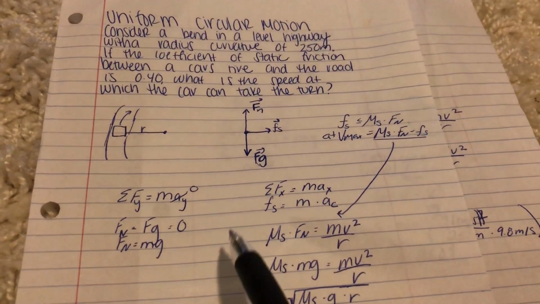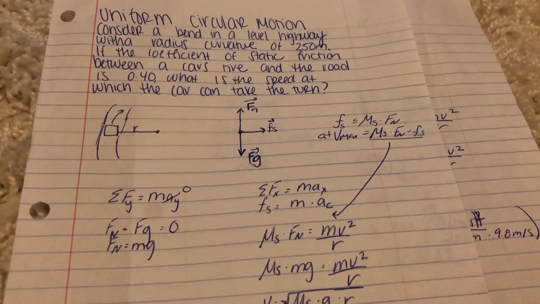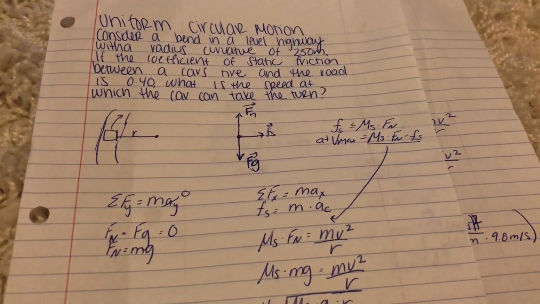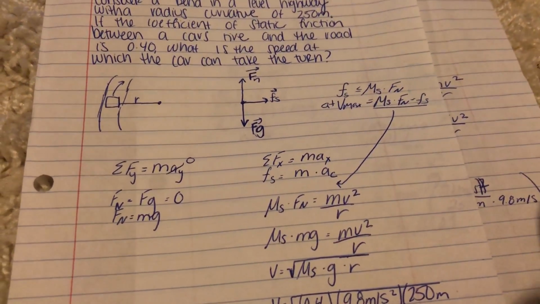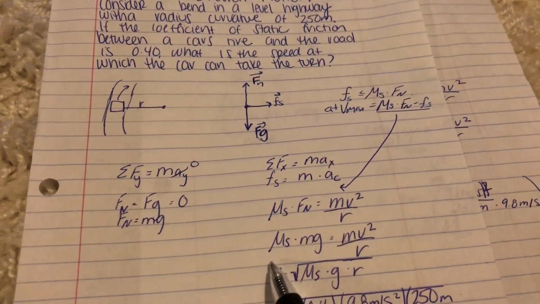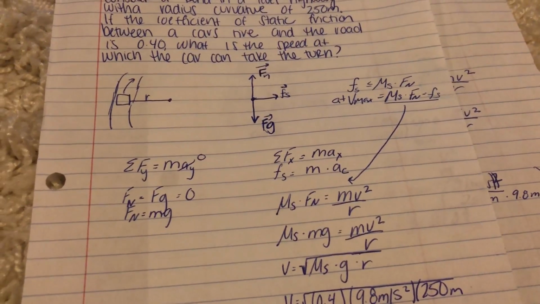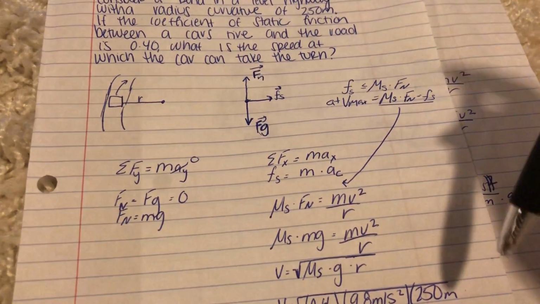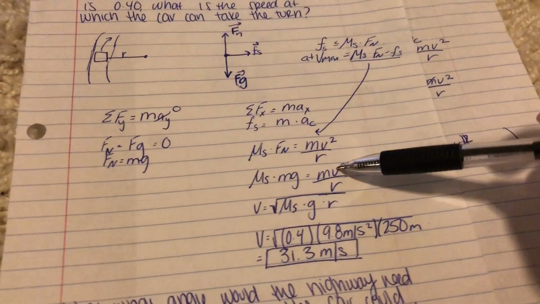If you set that equal to the formula for the acceleration of circular motion, which is mass times velocity squared over r, you can find your answer. So here we have the coefficient of static friction times the normal force, which is mass times gravity, equal to the mass times velocity squared over r.